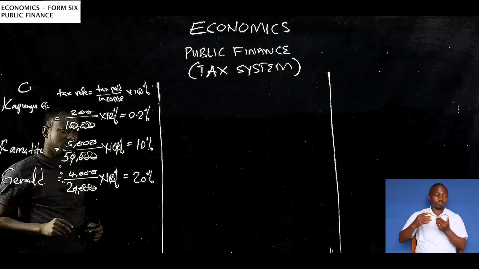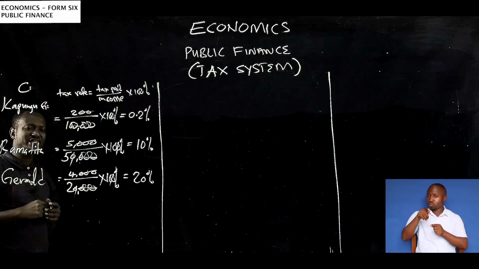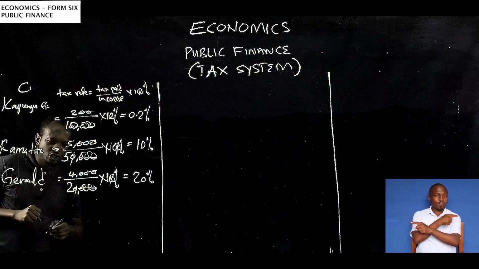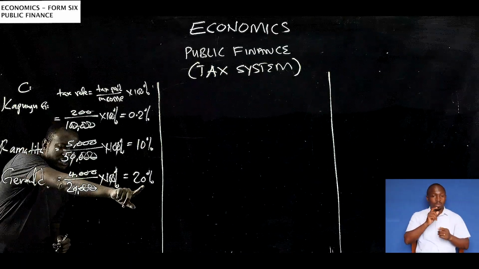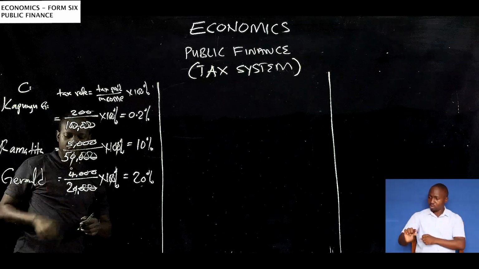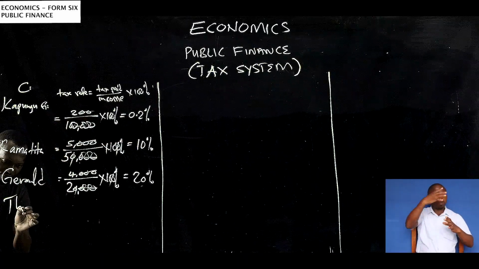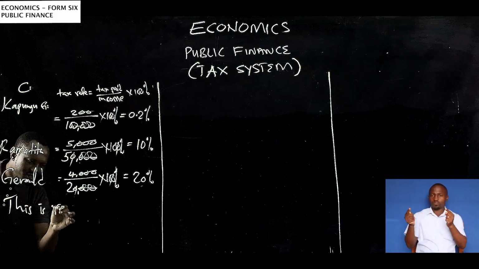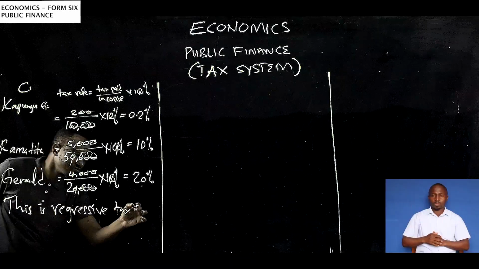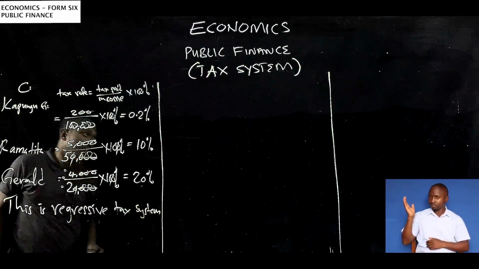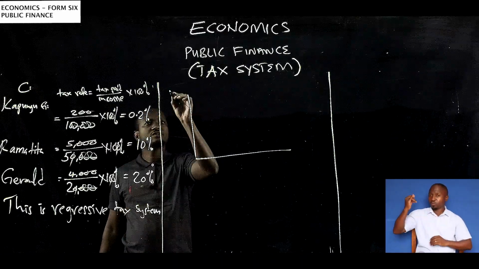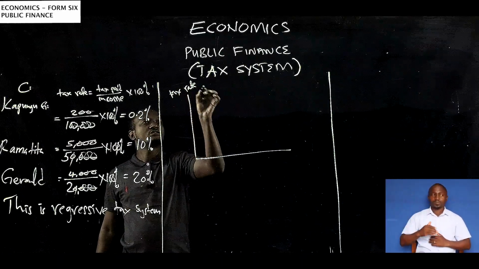So this type of system we call regressive tax system. Regressive. It imposes high tax rate on low income earners and low tax rate on high income earners. So this is a regressive tax system.